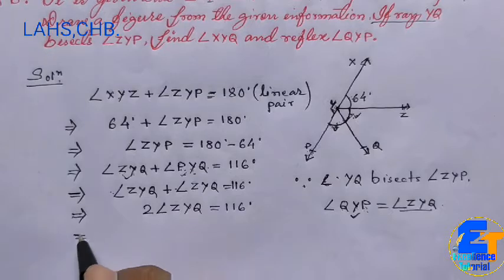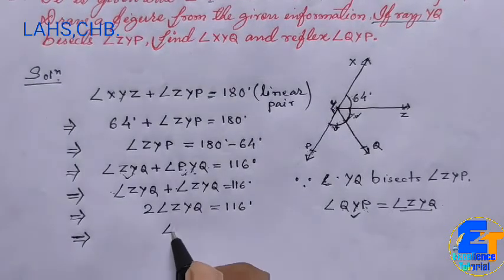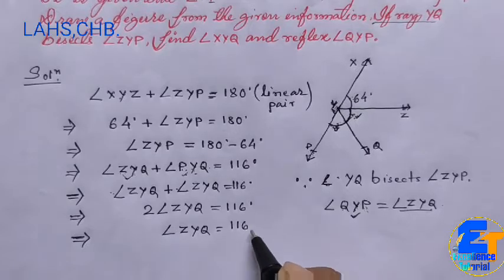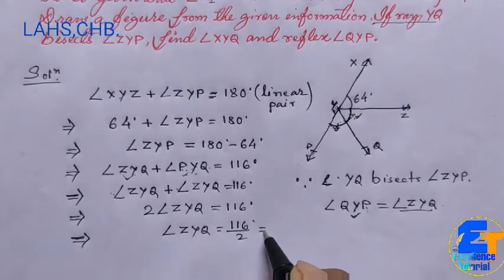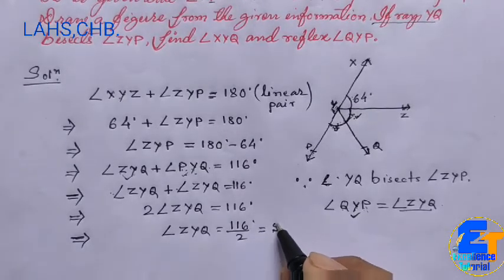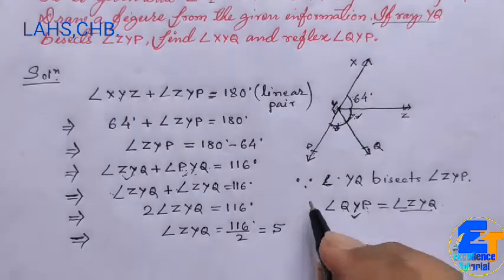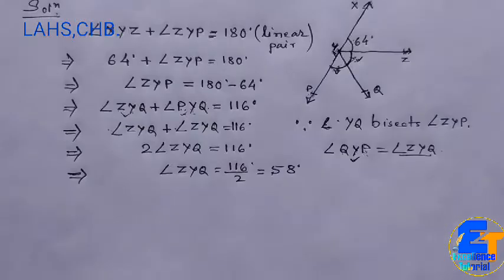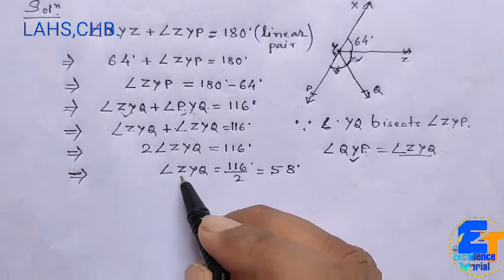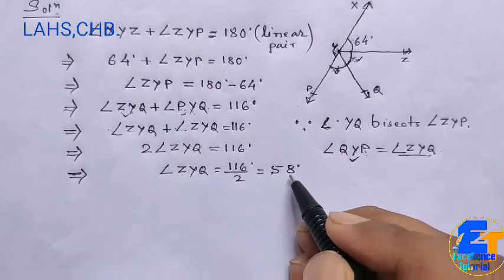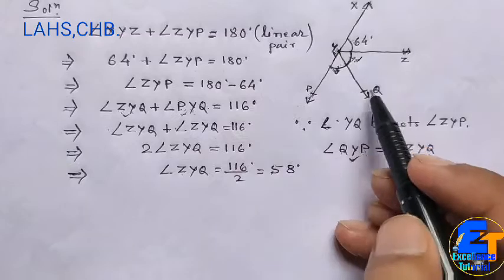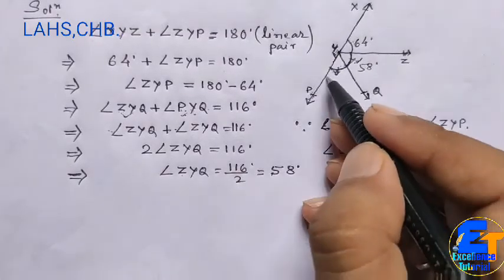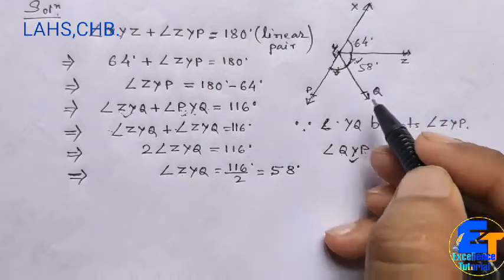In this step, transfer this 2 to the other side. So you will get the value of angle ZYQ as 116 divided by 2, that is 58 degrees. See, we got angle ZYQ, how much? 58 degrees. So what about the measurement of this other angle?